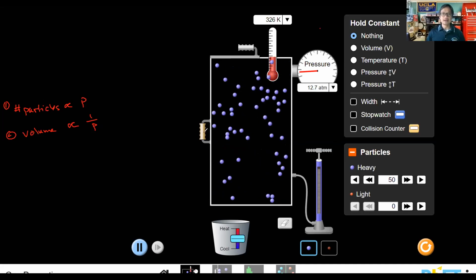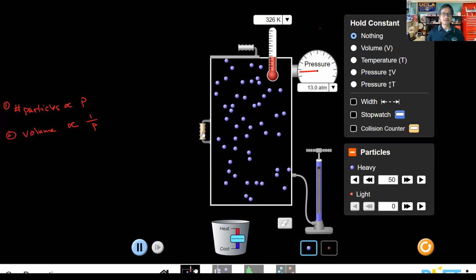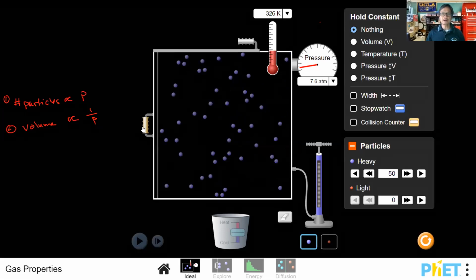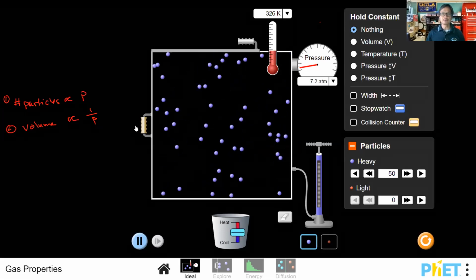So let's scale this back. We saw the number of particles. Let's bring this back to the original pressure, which is right about 5.5. So let's go ahead and open it up a little bit more.